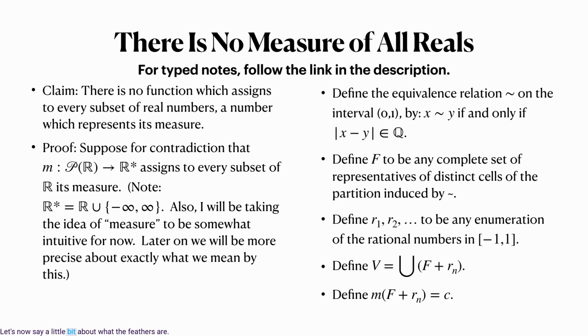Let's now say a little bit about what the feathers are. We start by constructing a single particular feather by first defining an equivalence relation. Let's not worry too much about the exact nature of that equivalence relation right now. But the important point is that the equivalence relation induces a partition on the interval from 0 to 1. The feather is defined as any complete set of representatives of distinct cells of the partition.